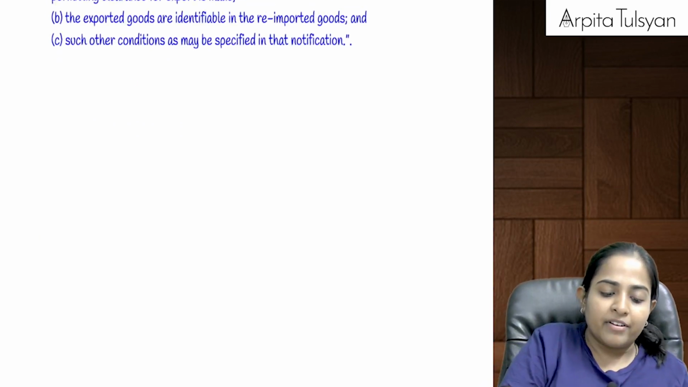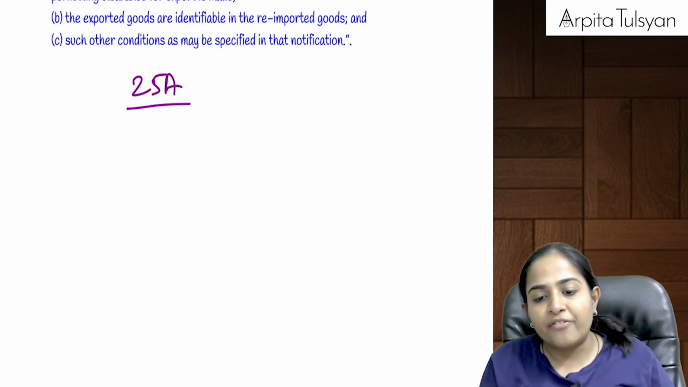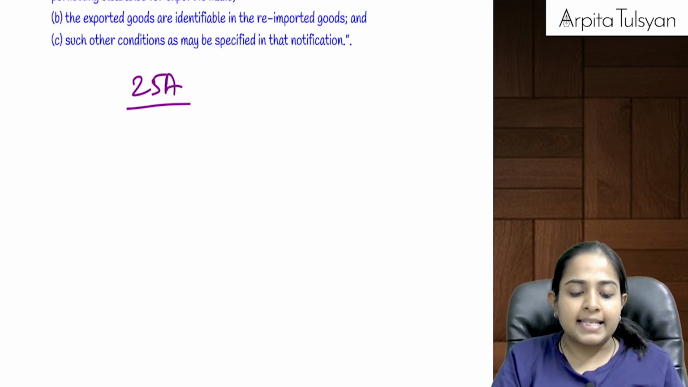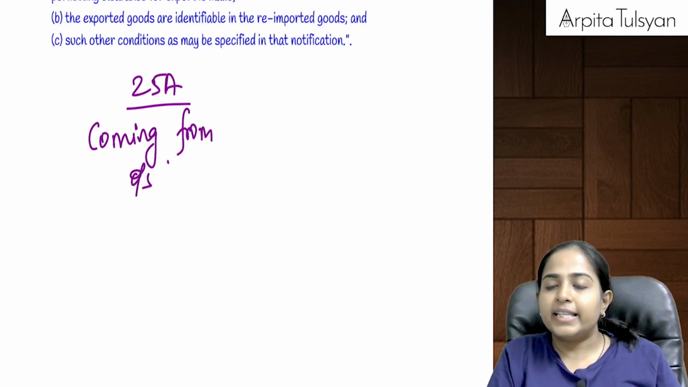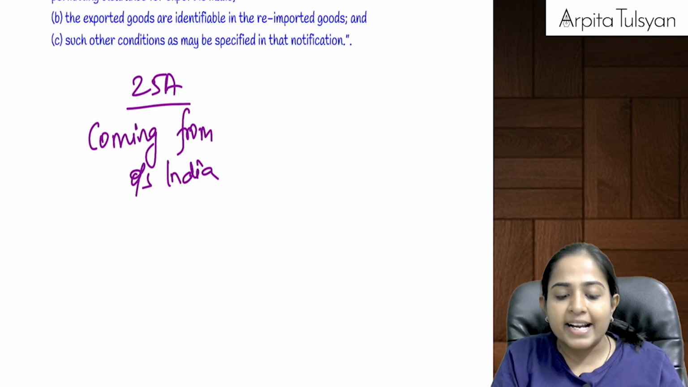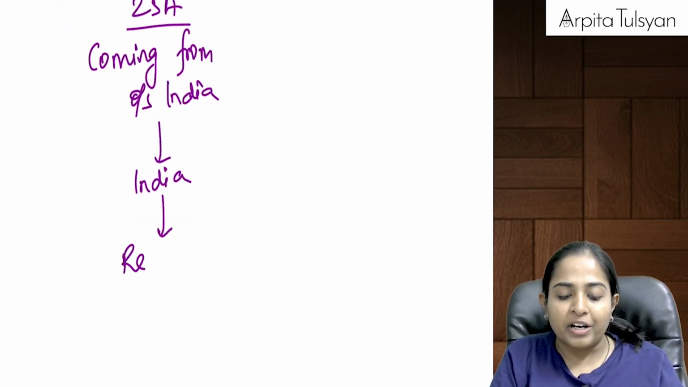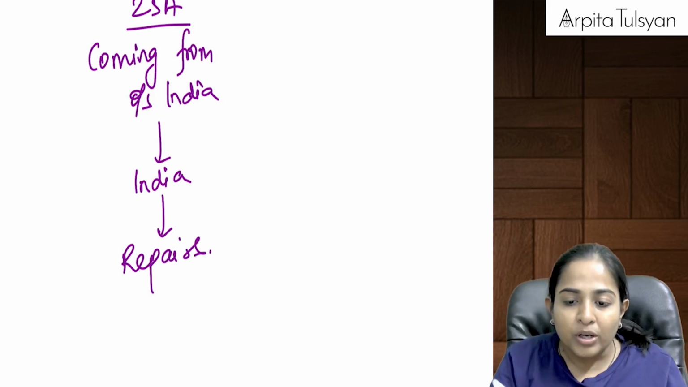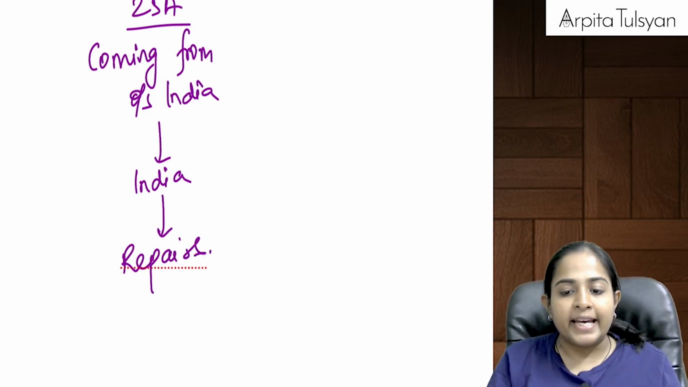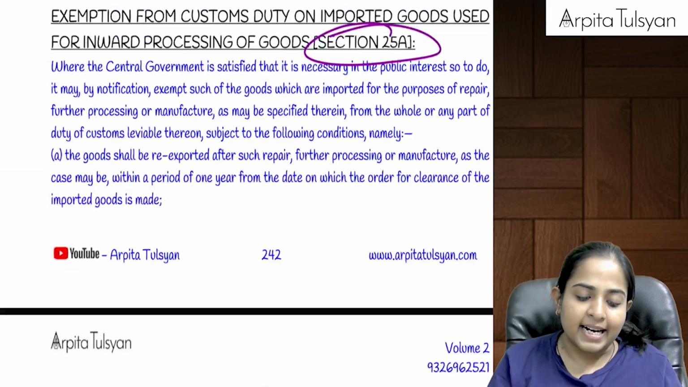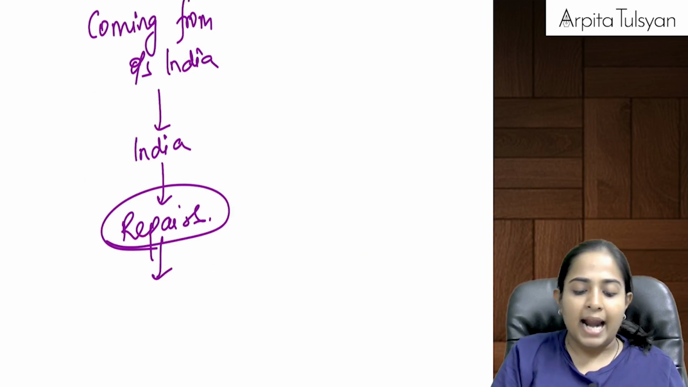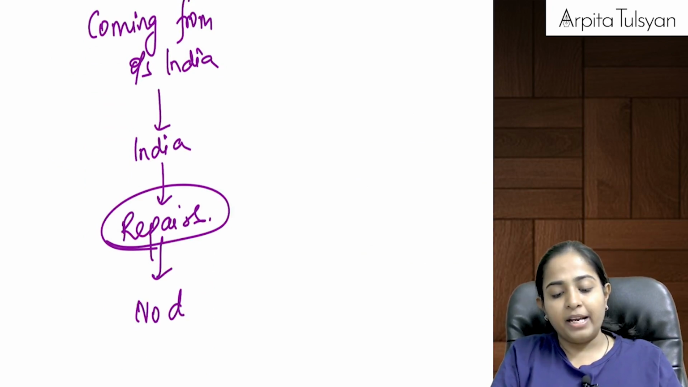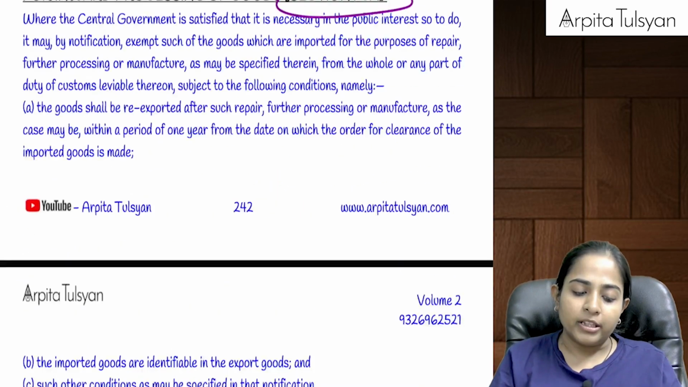Okay, now listen everyone here. 25A says that, let's say there are some goods which are coming from outside India. Why is it coming to India? It is coming to India for the purpose of repairs, meaning we are going to do repairs here in India. Then in that case they are telling that when it is coming to India for the purpose of repair, at the time when it is coming, there will be no duty payable on the same.